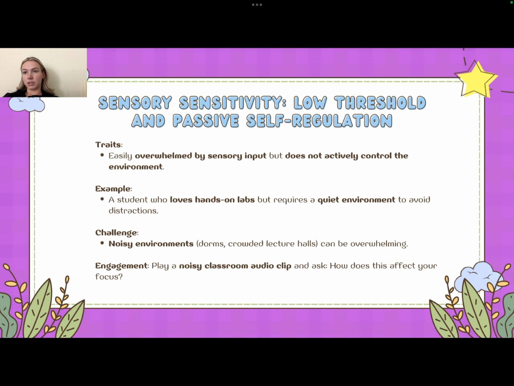The second quadrant is sensory sensitivity. They have a low threshold for sensations, and they do not actively seek out self-regulation. So they might be easily overwhelmed by sensory input, but do not actively control their environment. This might look like a student who loves hands-on labs, but requires a quiet environment to avoid distractions. A challenge for them is noisy environments such as a crowded lecture hall or a dorm.